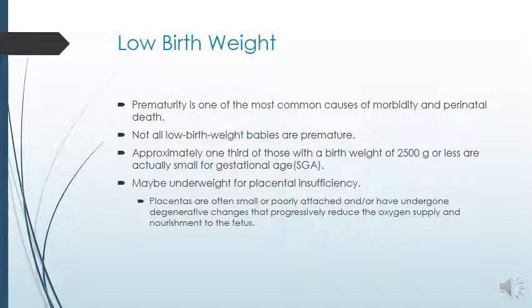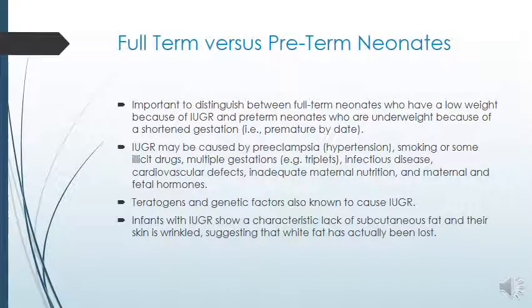The placentas, in this case, would often be small or poorly attached and/or have undergone degenerative changes that progressively reduce the amount of oxygen being supplied to the baby and nourishment to the fetus. It's important to distinguish between full-term neonates who have a low birth weight because of intrauterine growth restriction and those preterm neonates who are underweight because of a shortened gestation, such as being premature by their due date.